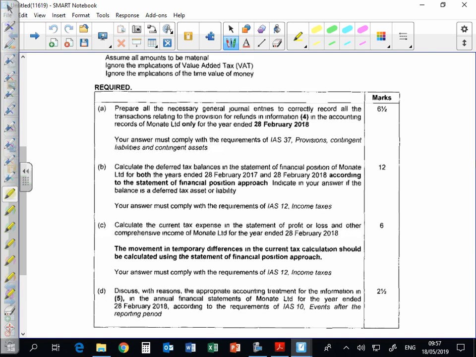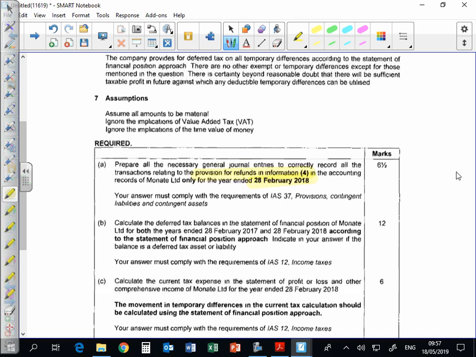Firstly, they asked us to prepare all the necessary journal entries to correctly record all the transactions relating to the provision for refund in additional information 4 in the accounting records of Munante Limited, only for the year ended 28 Feb 2018, October, November 2018, question 1.